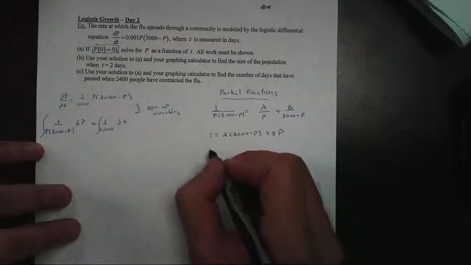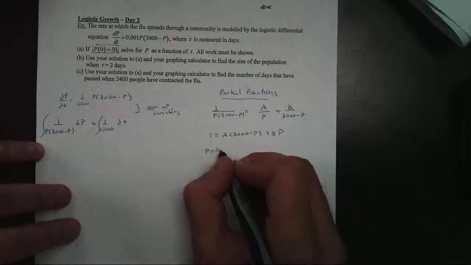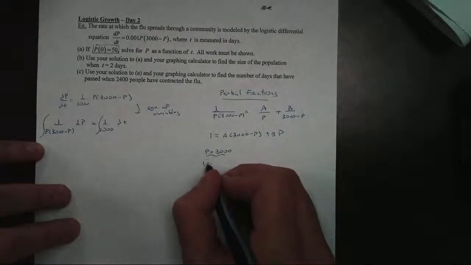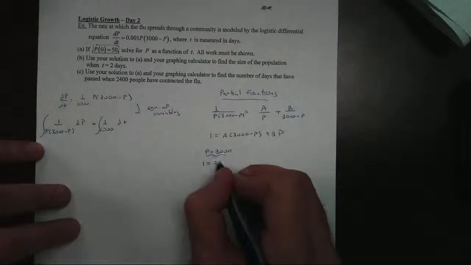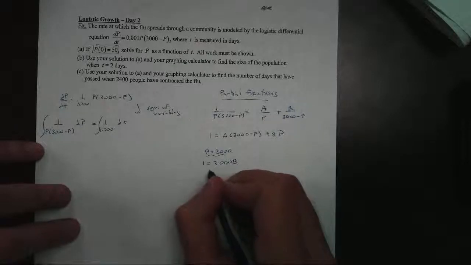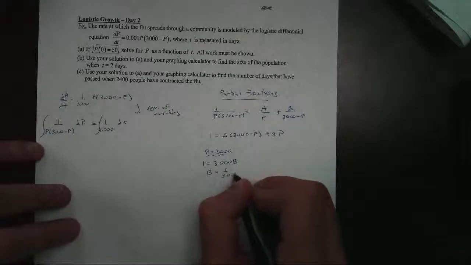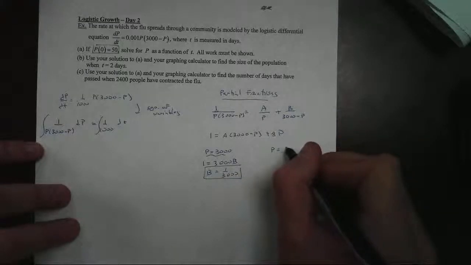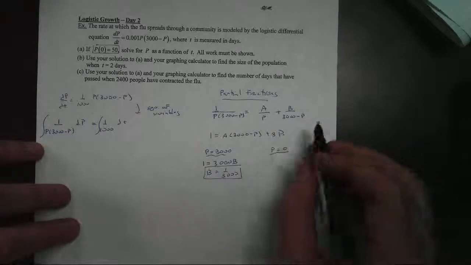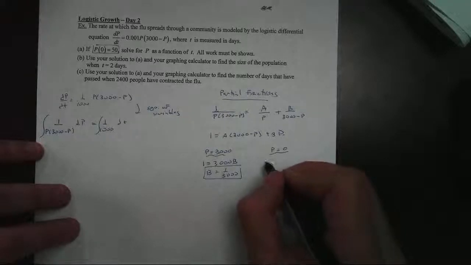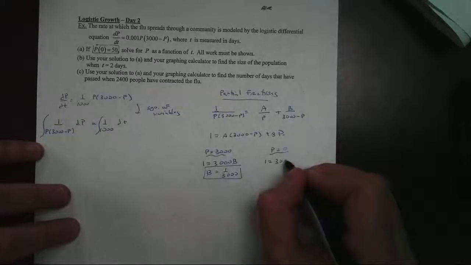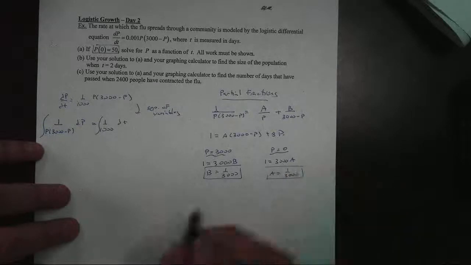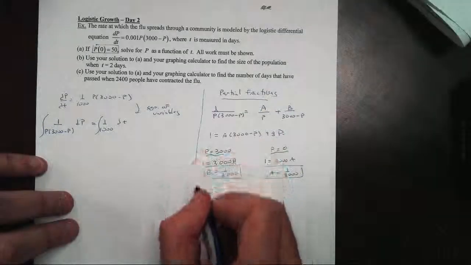Finding the zeros, our first zero is going to be P is 3,000. If we do that, we should get pretty quickly to 1 equals 3,000 times B, or B equals 1 over 3,000. My next zero, let P equal 0. We're going to get 1 equals 3,000 A, or A equals 1 over 3,000. So that's our partial fractions.